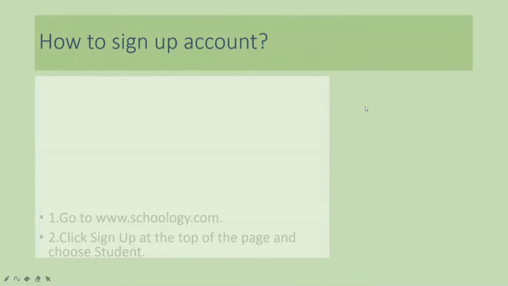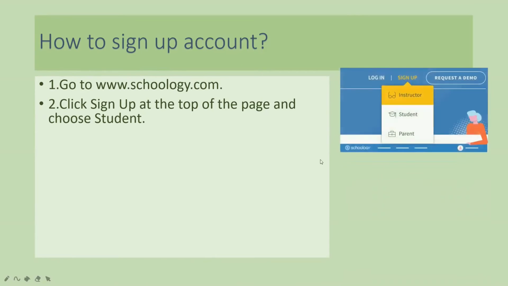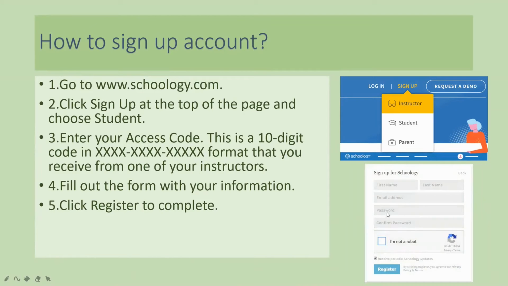Next, how to sign up for an account in Schoology. For the first step, you need to go to www.schoology.com and then click Sign Up at the top of the page and choose Students. After choosing the student button, you need to enter your access code. This is a 10-digit code that you receive from one of your instructors. After entering your access code, you need to fill out the form with your information. The last step is to click Register to complete.